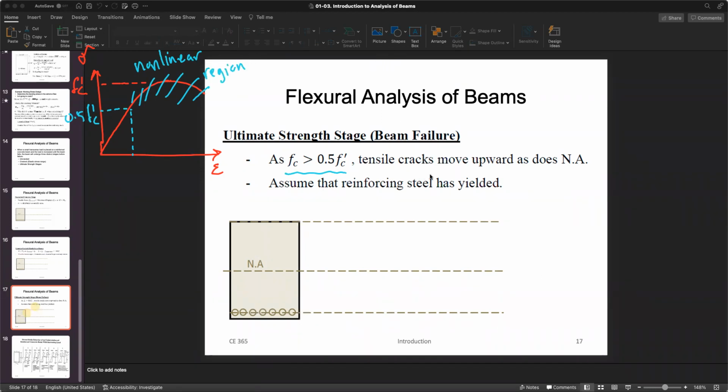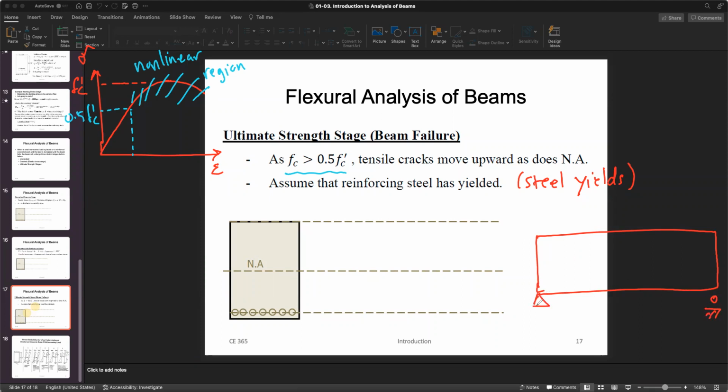All right. Tensile cracks move upward, as I just described on the last slide, as does the neutral axis, correct? Assume the reinforcing steel has yielded. All right, so also the steel yields. Okay, so let's see. If I want to give you a status of what's going on, look at this beam.